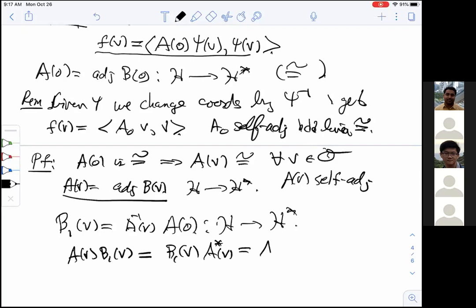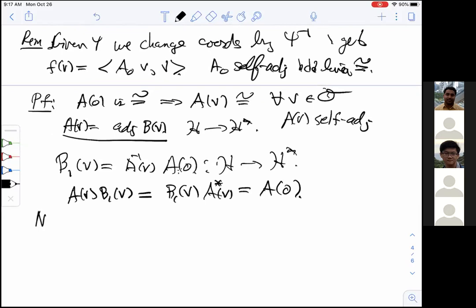This one is obvious. If you multiply on the left by A of V, this expression, you'll get A naught. To see this one, you use the fact that these are self-adjoint, so the adjoint of B1 is the adjoint of these two in the other order, and the adjoint of the inverse is the inverse of the adjoint, so that will cancel this factor, and you get the adjoint of A0, which is A0 in the other multiplication.